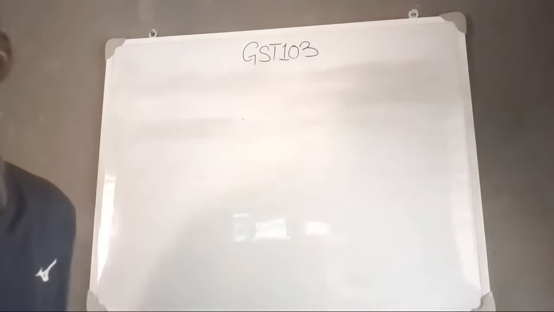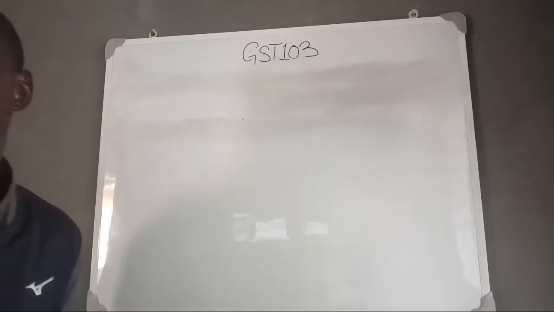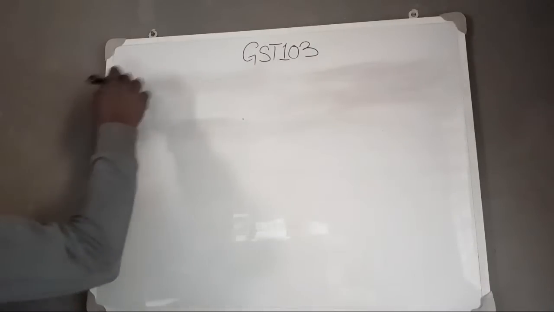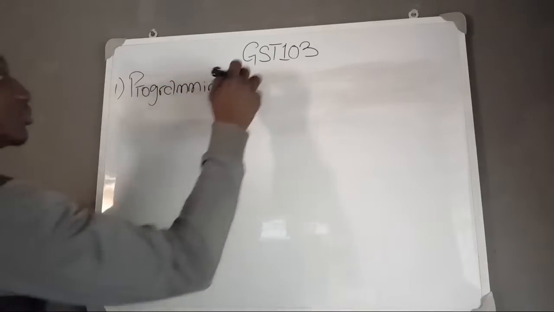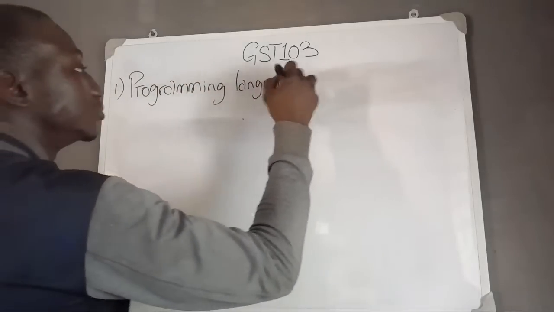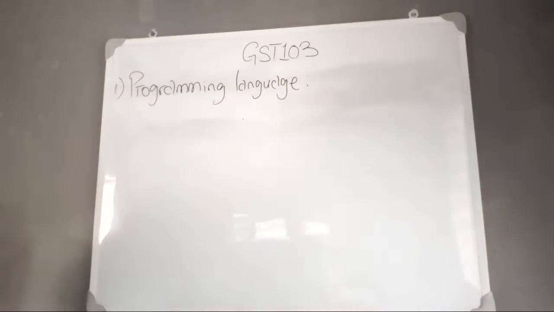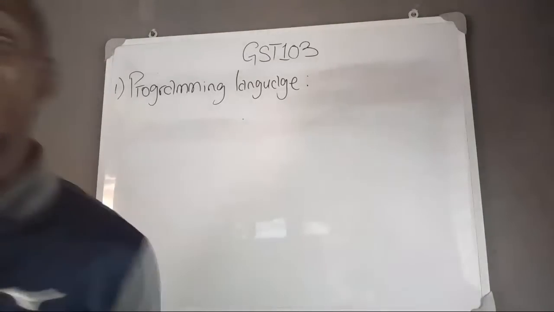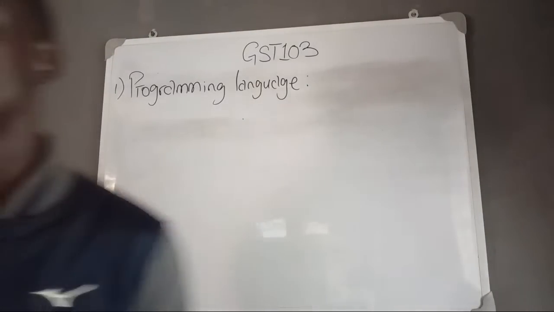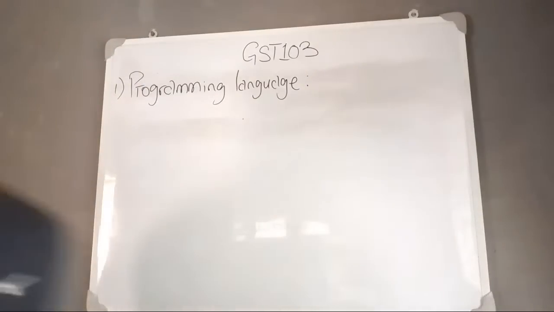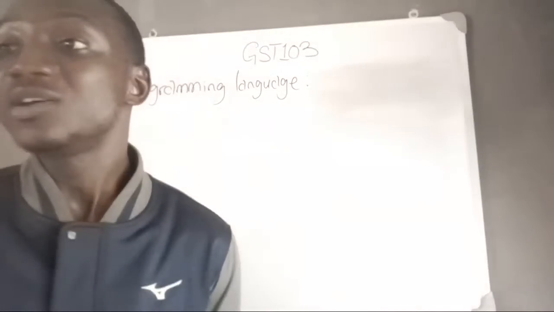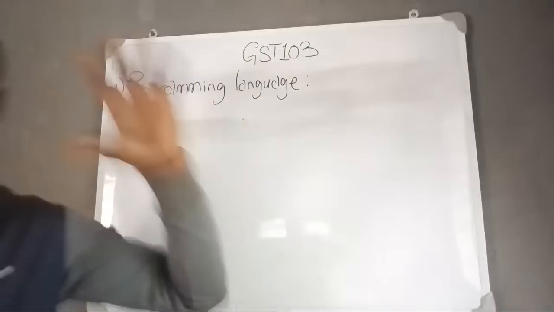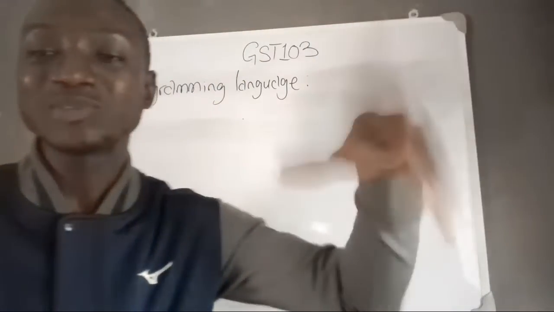So the next thing we have here is programming languages. What are programming languages? We've been hearing about programming languages every now and then. What does it really mean? Now, these programming languages are developed. Why are they developed? Why do we even have them? They came into existence because computer programmers have to communicate, have to direct the computer on what to do.